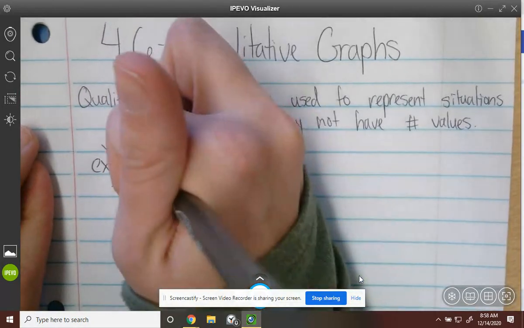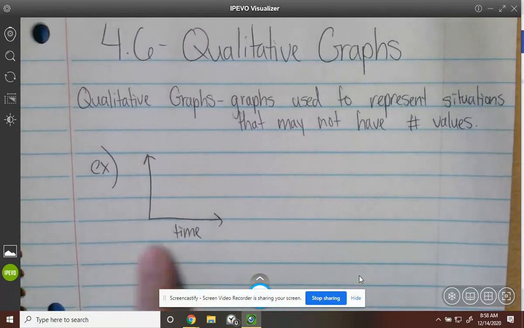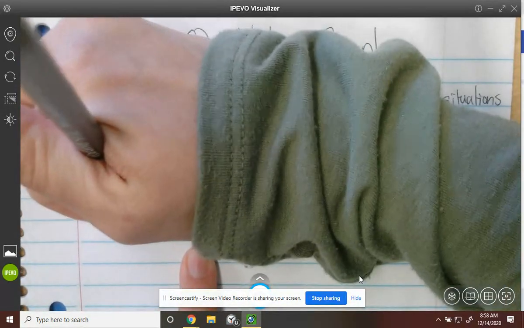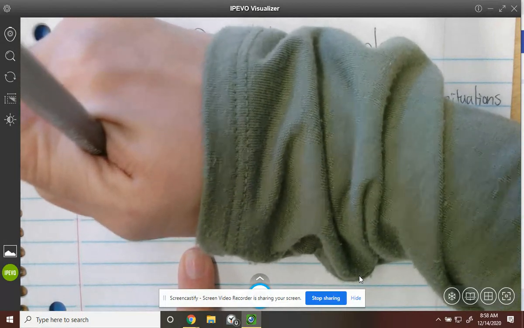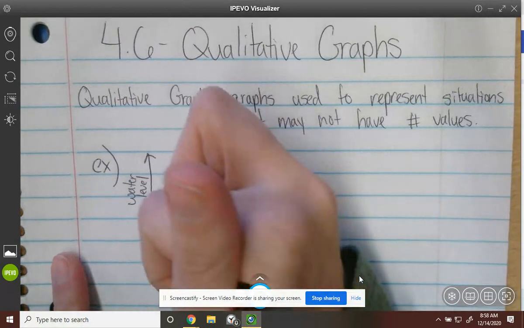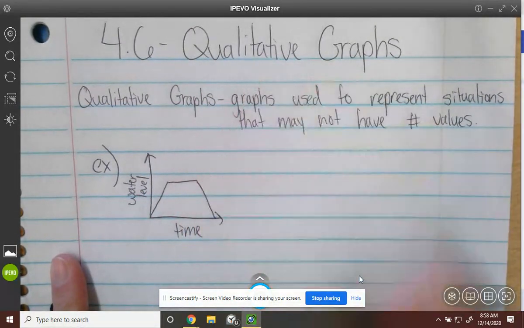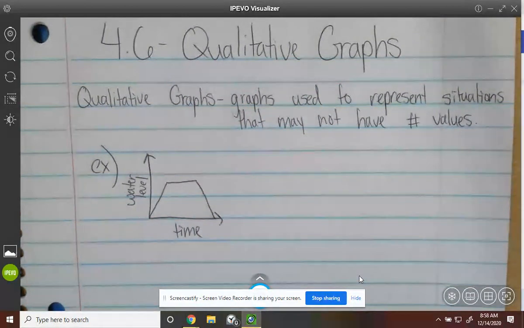it's always just one quadrant, is time. Time's usually on the bottom. And we'll do water level. So let's say we were filling up the bathtub. You would fill it up, get in, and then you would drain it. And that's what it would look like.